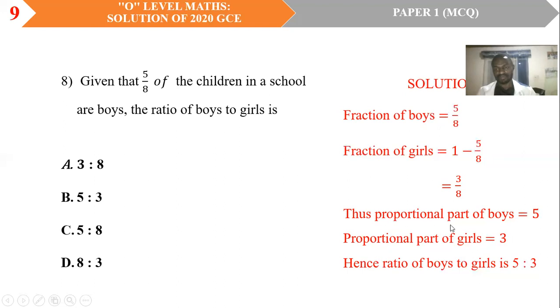Thus, the proportional part of boys will be equal to 5, which is this numerator. The proportional part of girls will be 3, which is the numerator of the fraction of girls. Hence, the ratio of boys to girls is the proportional part of boys to the proportional part of girls, which is 5:3. Answer B.